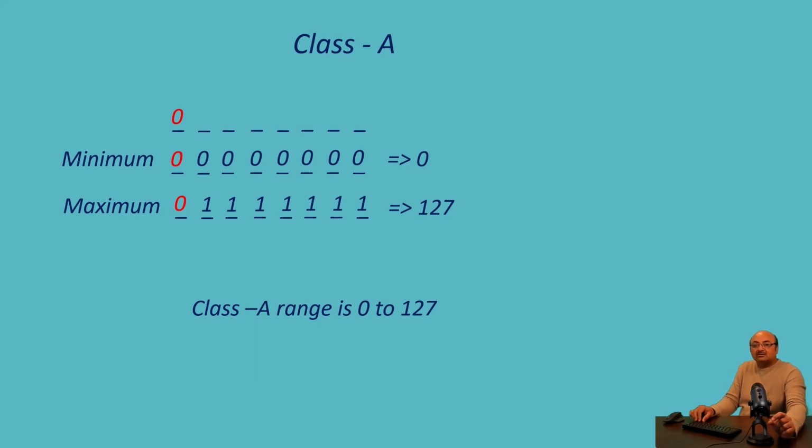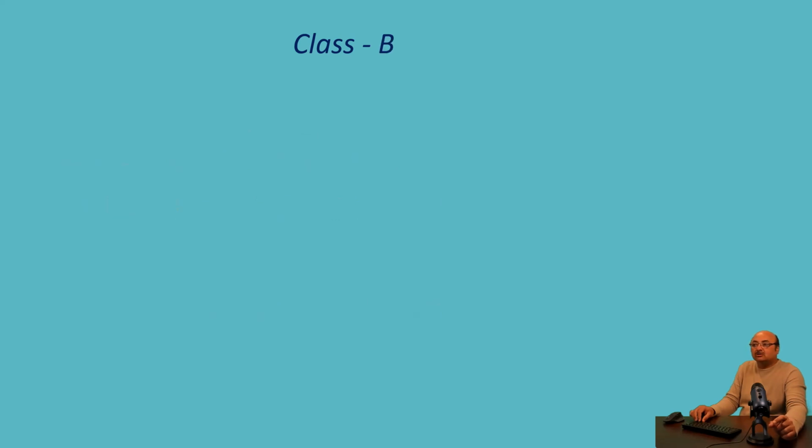We'll apply the same method to class B also, but change the rule a little bit. So we have our first 8 bits. Here I'm going to set the value of the first 2 bits, that is the 128 position and the 64 bit position, to 1 and 0. And now I will vary the remaining 6 bits from all zeros to all ones. So let's do it.